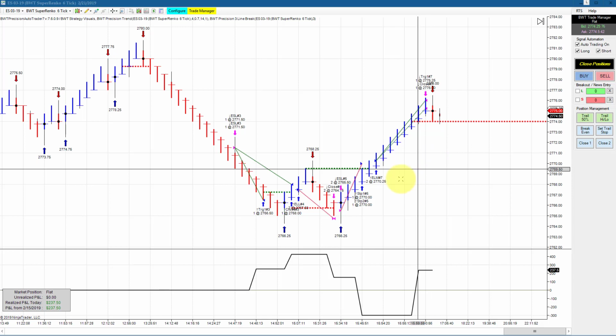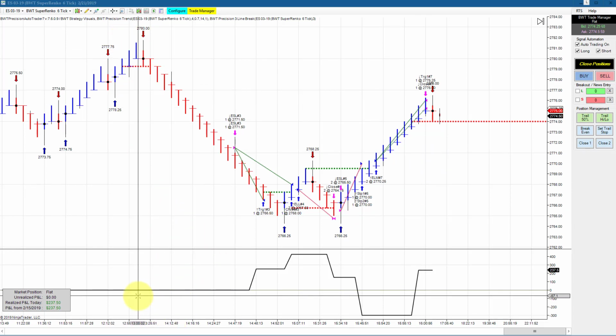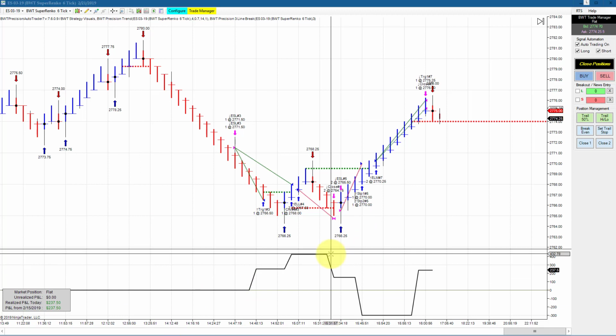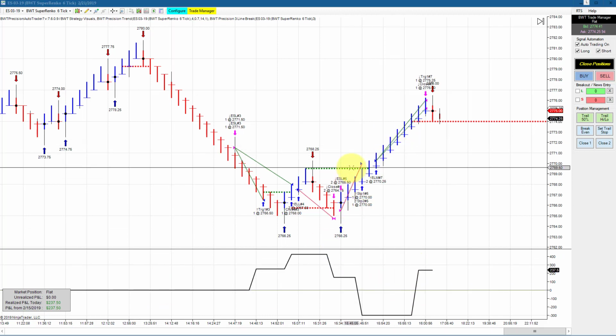And then finally the E-mini S&P Super Renko 6 tick. This starts trading at 12:30 noon. This had an equity high of about $500 and then gave it all back and caught this rally into the close using our line break logic here, and finished at 237.50.